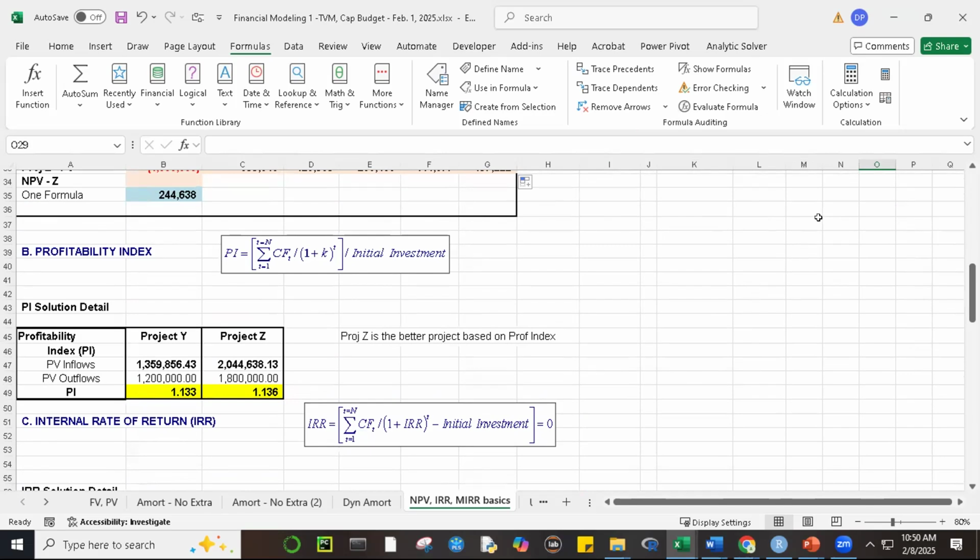Okay. All right, let me pause for a while. Any questions so far? Are we clear so far? Any clarification? So far, dun sa dalawang metrics natin, NPV and PI, Profitability Index.